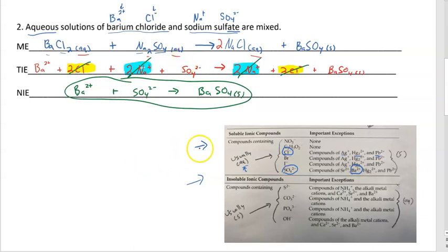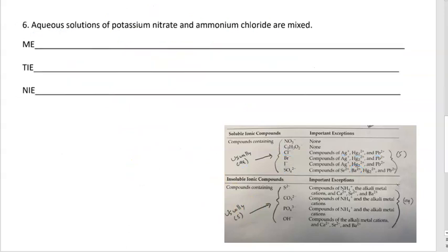So, walking on ahead, let's jump ahead to number 6, aqueous solutions of potassium nitrate. We're going to go a little faster on this one. We have K+, and nitrate is NO3-. Ammonium chloride, NH4+, Cl-, are mixed. They're all ones, which means we don't have to add any additional subscripts.